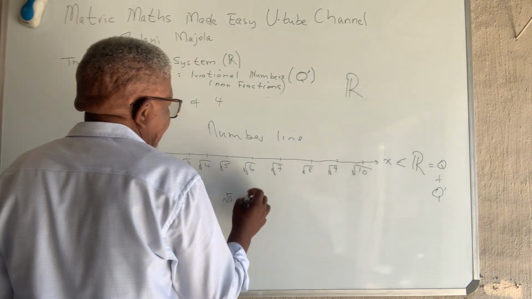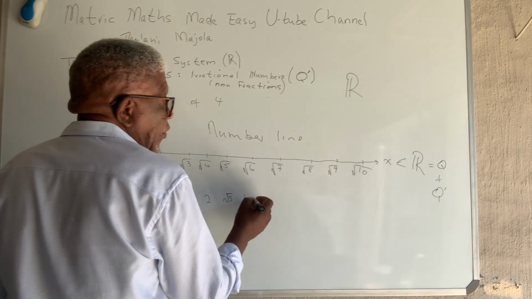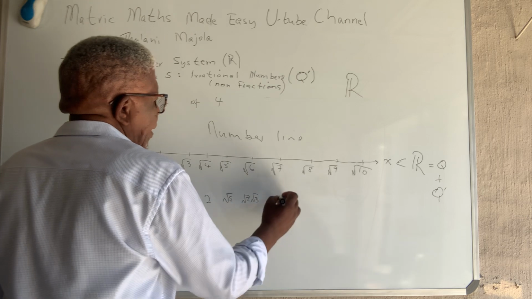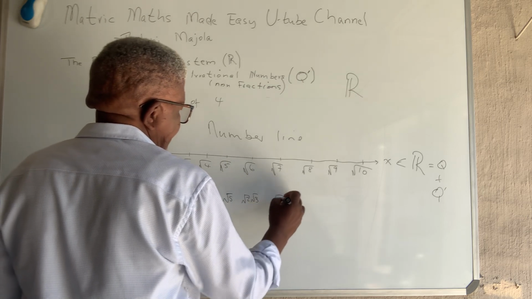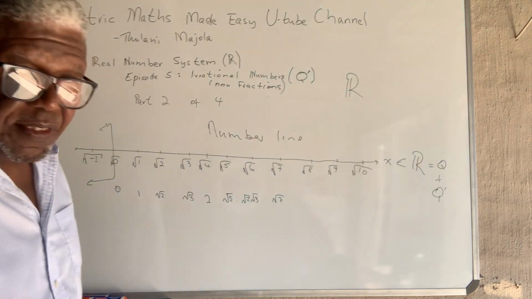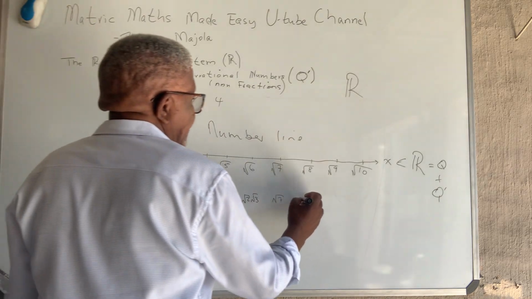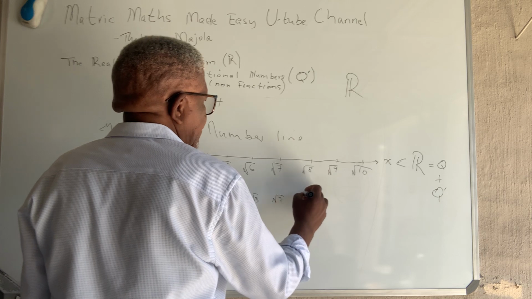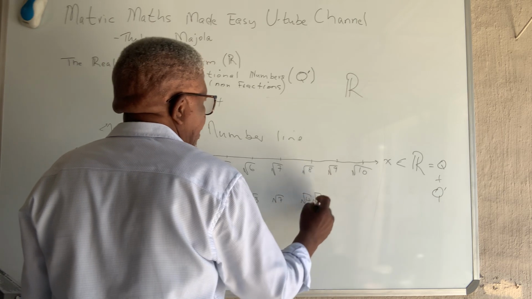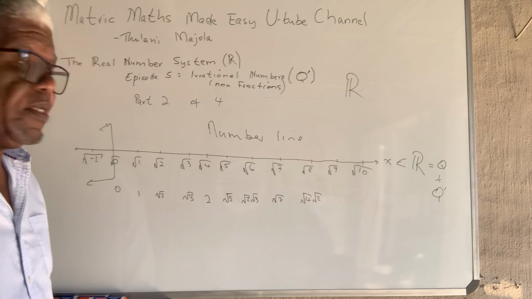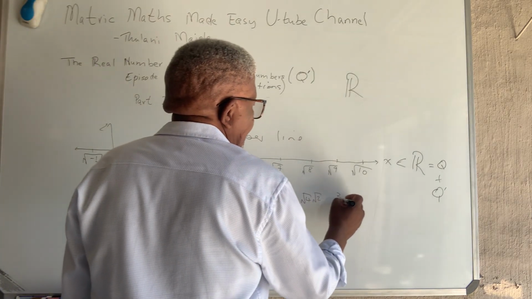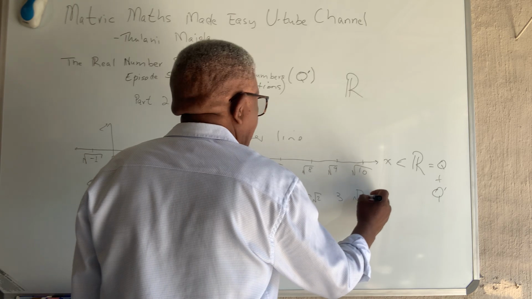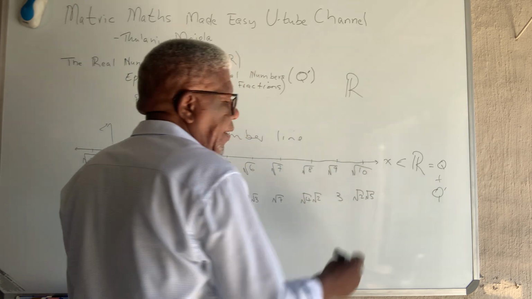And then square root of 6 can be represented as square root of 2 times square root of 3, because 2 and 3 are the factors of 6. And then square root of 7 is square root of 7. Square root of 8 is actually square root of 4 times square root of 2, because 8 is 4 times 2, so 2 square root of 2. Square root of 9 is 3. Square root of 10 is actually square root of 2 times square root of 5, because 10 is 2 times 5.